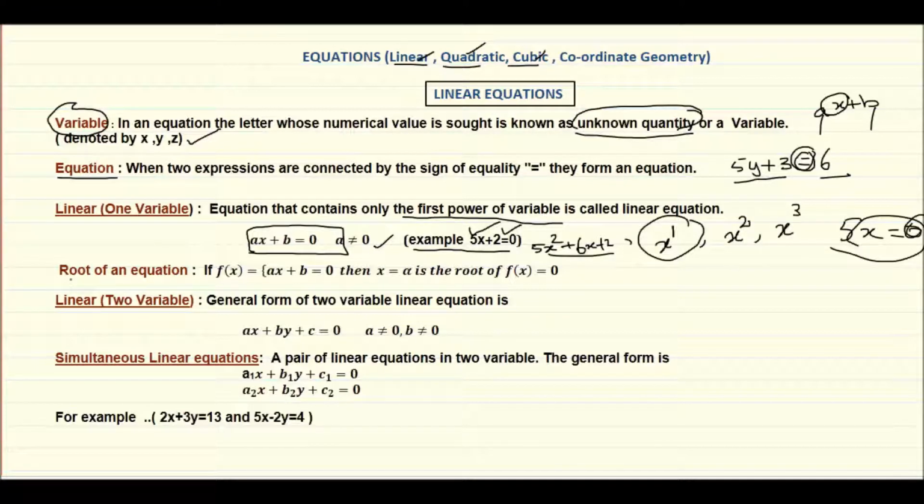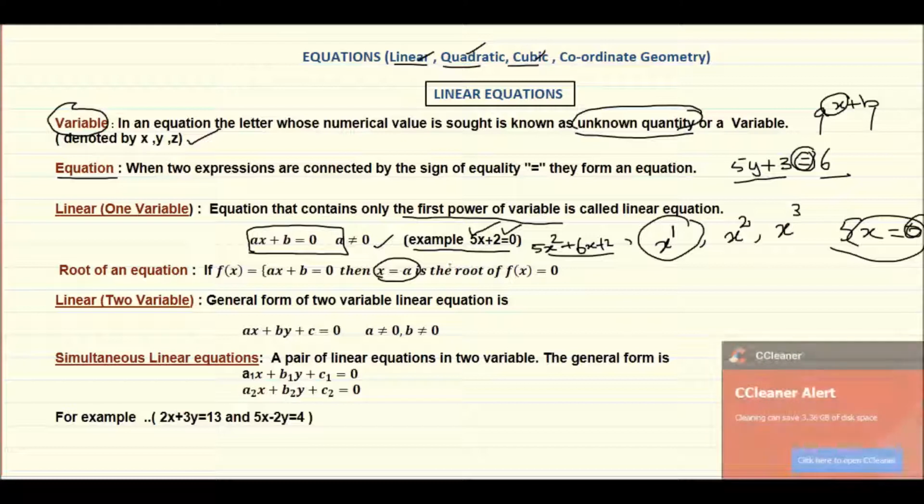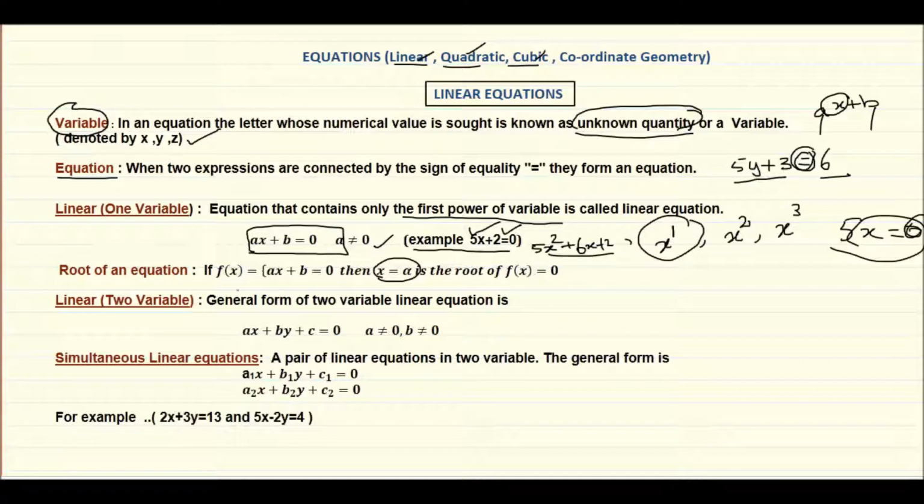Now root of an equation. What is a root? After substituting the values, you will get a value for x, that is the root. The value of x which satisfies the equation is called the root, x is equal to alpha. Now linear equation of two variables. That is, we are using two variables, x and y. Here we used only x; here x and y. ax plus by plus c is equal to 0 is the general form of the equation.